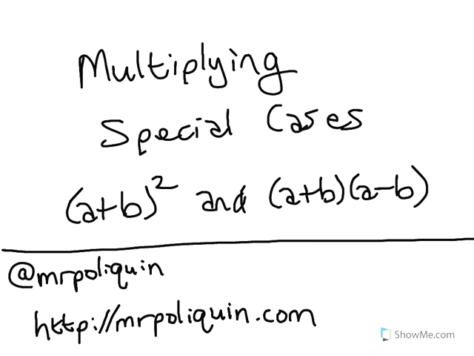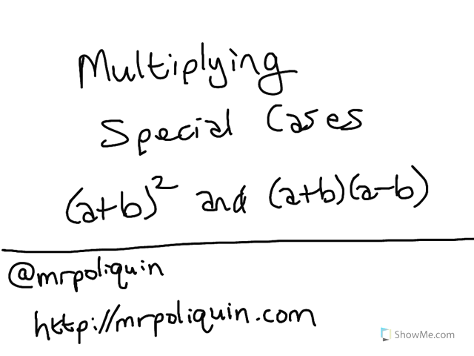This ShowMe is an extension of my previous work with the FOIL method, so if you haven't taken a look at the ShowMe I've done already about multiplying binomials, you might want to start there, because I'm going to assume that the people viewing this ShowMe have that knowledge already. Here we're going to focus on two particular patterns that emerge when you use the FOIL method.